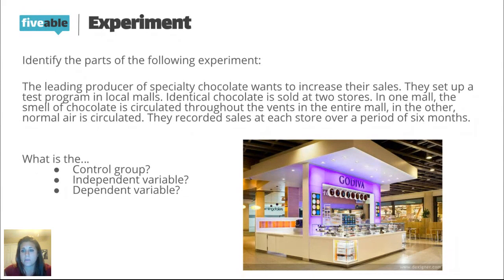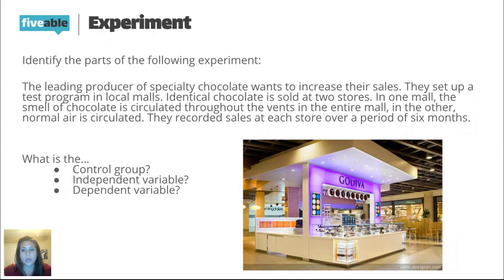The independent variable, Jamie got that right with the air circulated. So that's what's changing. In one mall, the air is regular. In the other mall, it's the chocolate scented air. So that is what is being manipulated or changed. And that's what we're measuring the result of.